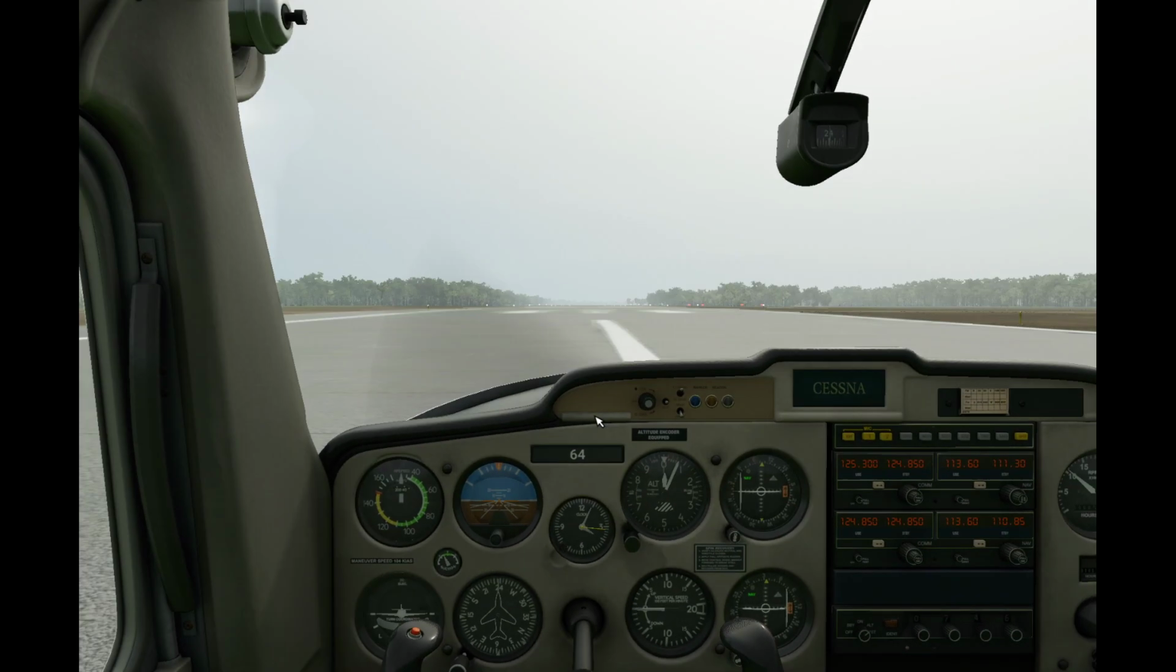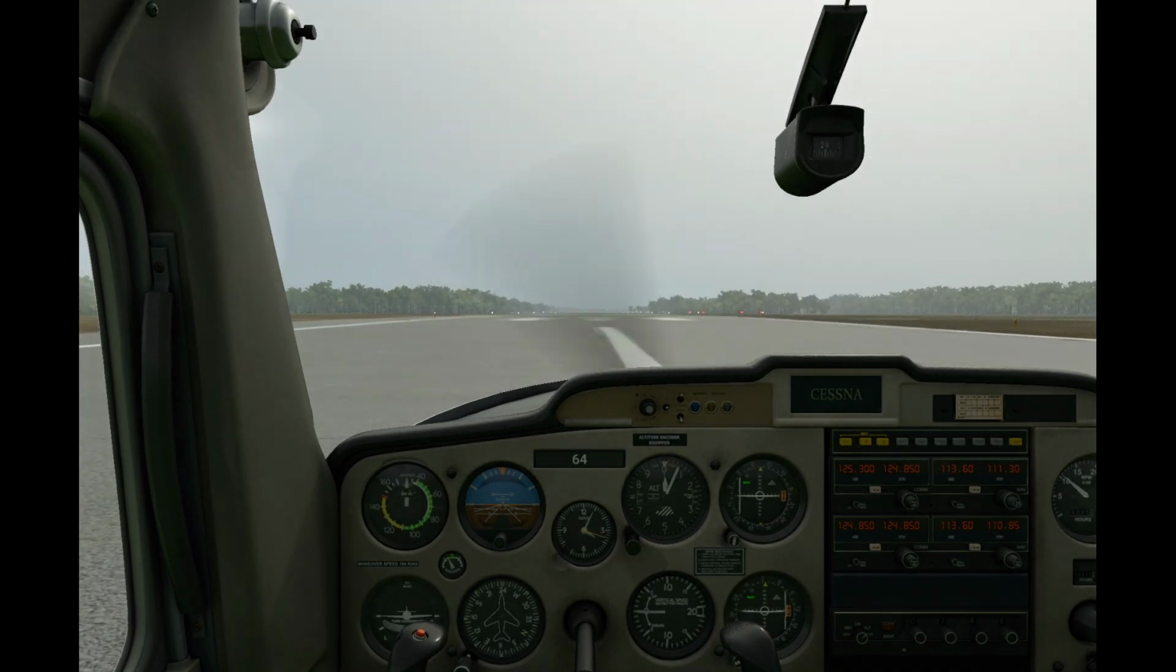So the aircraft is all set. I've done everything else for my checklist. Going to go ahead and kill the parking brake. Let's go ahead and give it full power, and let's get rolling.